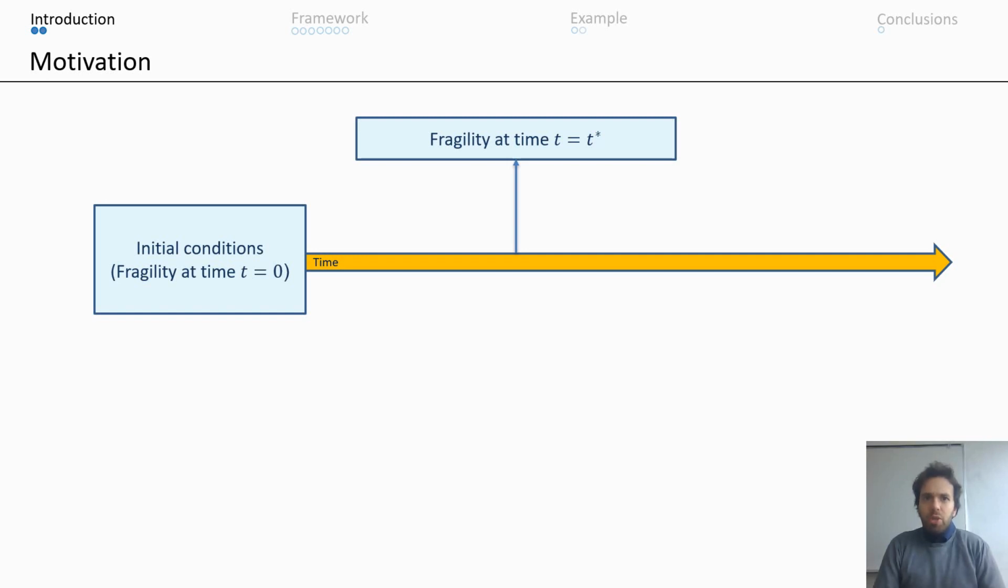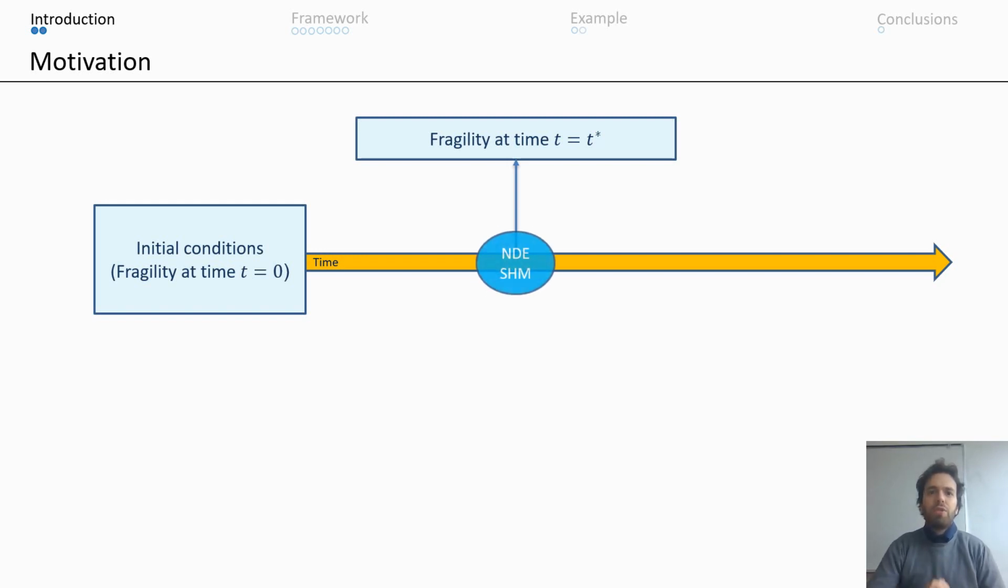Now, in general, provided that we have the design parameters for an engineering system, we can obtain its probability of failure, that is, its fragility, at the time of construction, which we're going to denote by t equal to 0. If we have preliminary models for deterioration, then we can also obtain the probability of failure of the system at any moment in time during its life cycle.